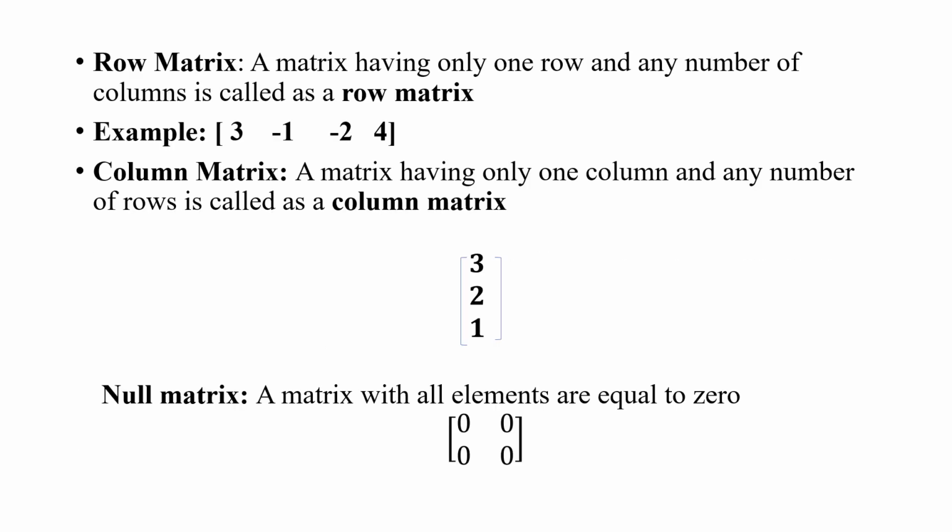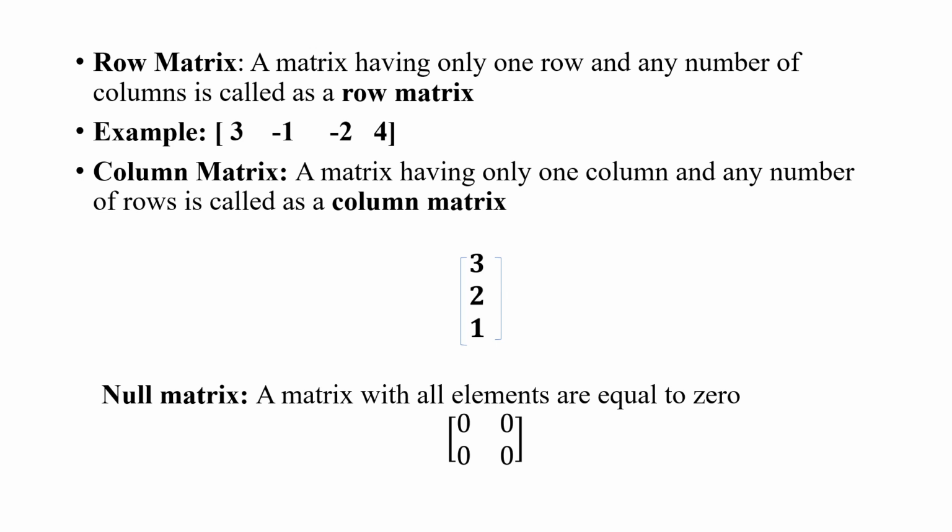Row matrix. A matrix having only one row and any number of columns, we call it a row matrix. Example, here I have taken only one row, that is 3, minus 1, minus 2, 4. That is, we have only one row and 4 columns. Next, column matrix, which is having only one column and any number of rows. Here I have given an example which contains 3 rows and only one column. That is, a matrix containing 3, 2, 1. This is a column matrix.